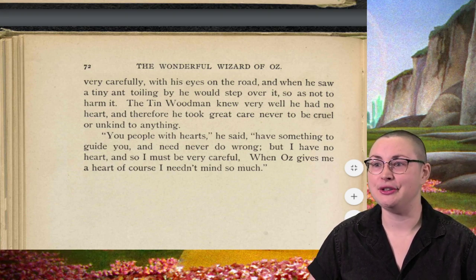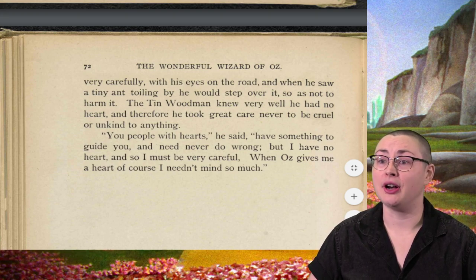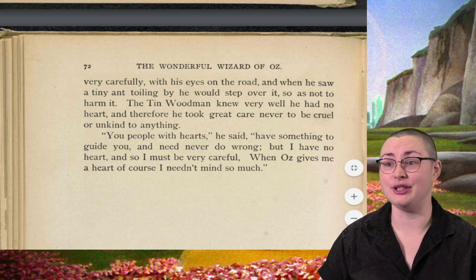The Tin Woodman knew very well he had no heart, and therefore he took great care never to be cruel or unkind to anything. "You people with hearts," he said, "have something to guide you, and need never do wrong, but I have no heart, so I must be very careful. When Oz gives me a heart, of course, I needn't mind so much."